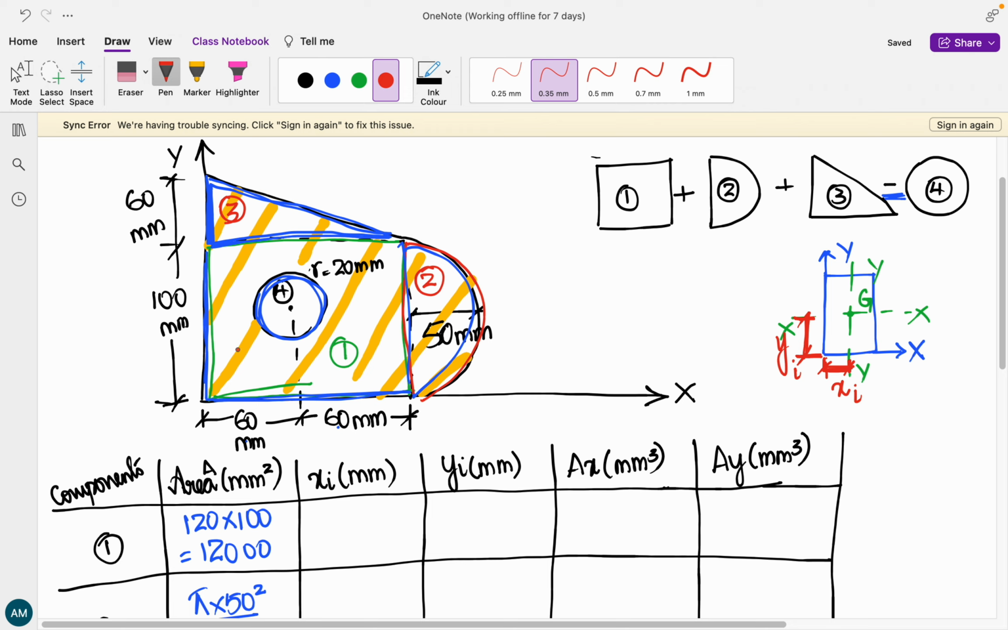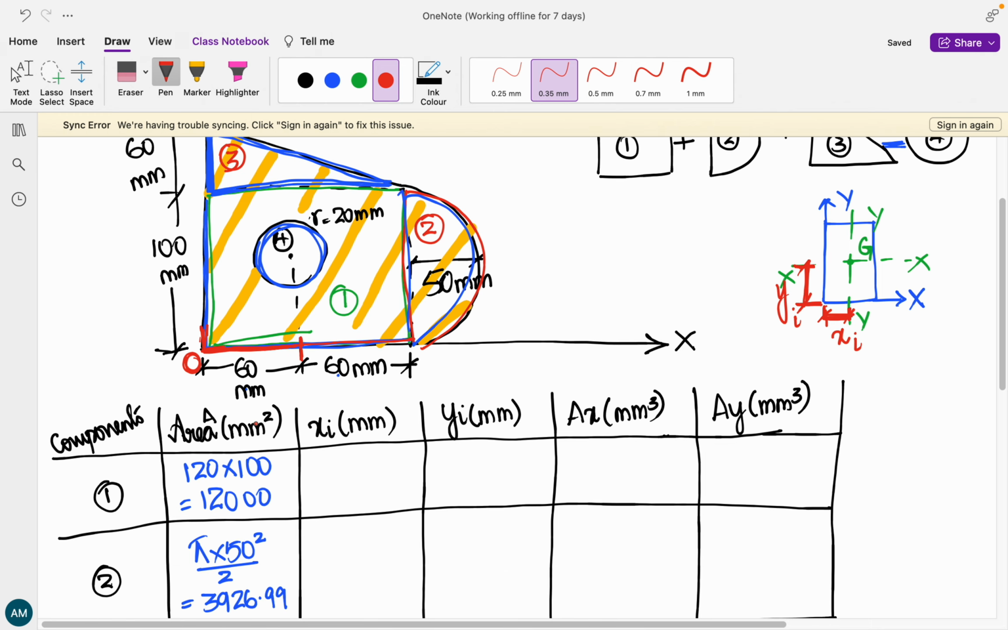The first component is a rectangle. For a rectangle, as per the formula what we know, it is b divided by 2. So this is the origin point. Over here we have the origin. From here to reach the center of this given rectangle, we need to travel a distance of just 60 mm, or breadth divided by 2. That is, breadth is 120 divided by 2, which is 60.